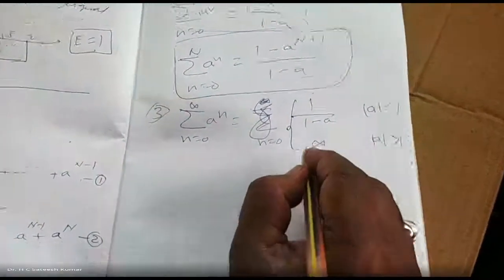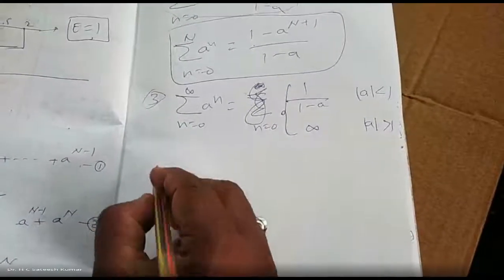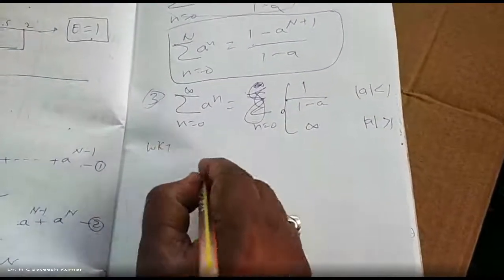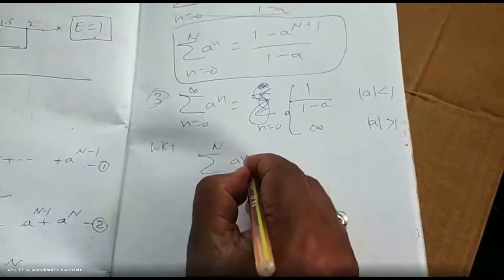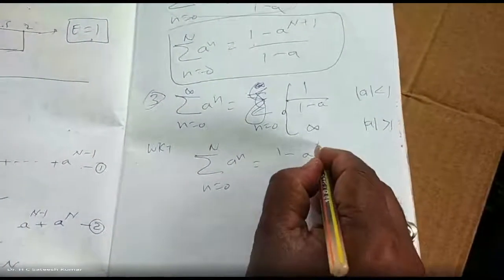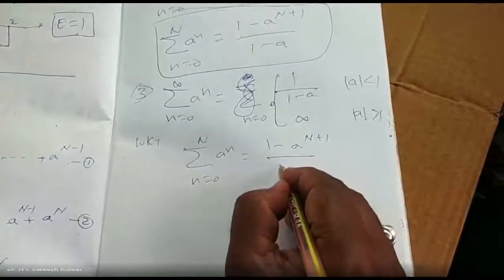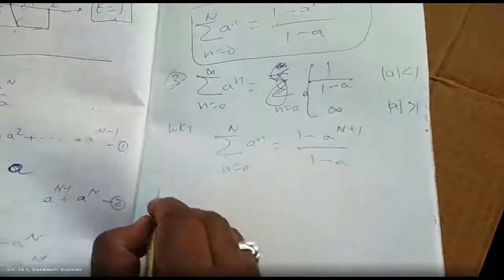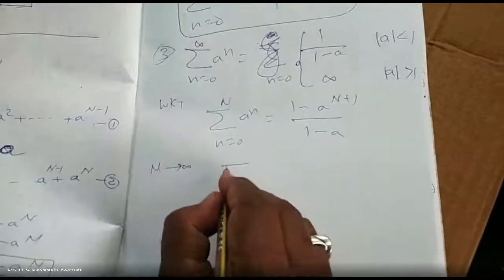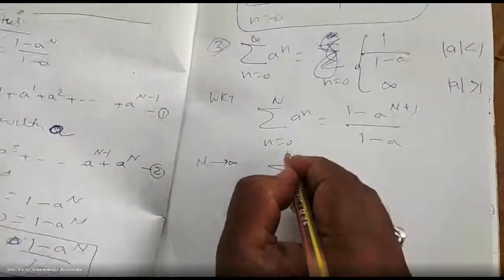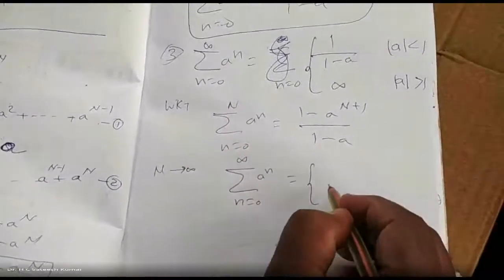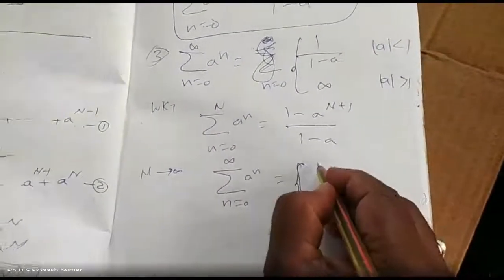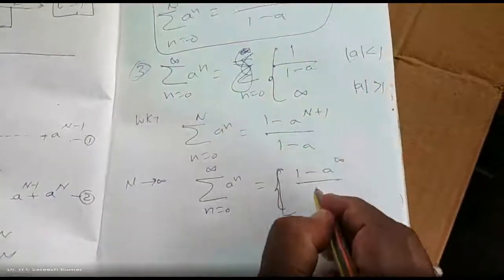How to do this one? We know that summation n varies from 0 to n, a power n is equal to (1 minus a to the power of n plus 1) divided by 1 minus a. Now you put n tends to infinity. If n tends to infinity, summation 0 to infinity a power n is equal to (1 minus a power infinity) divided by 1 minus a.